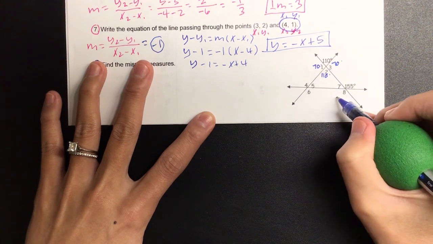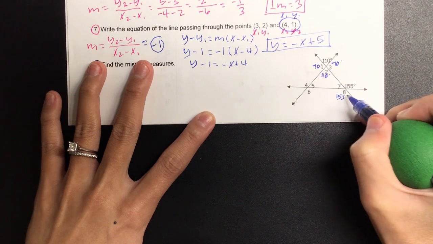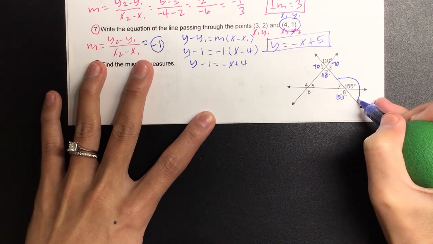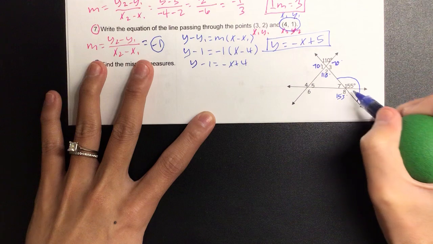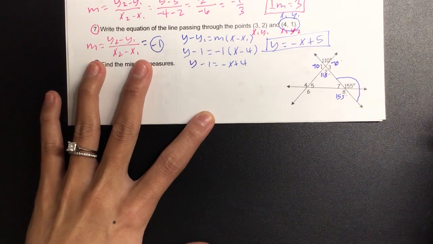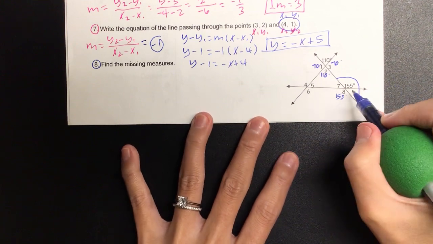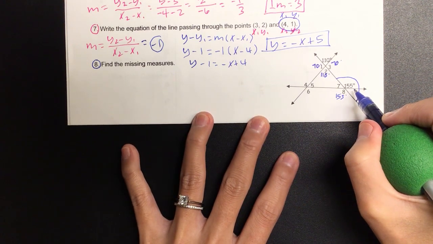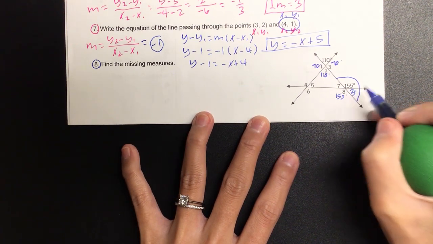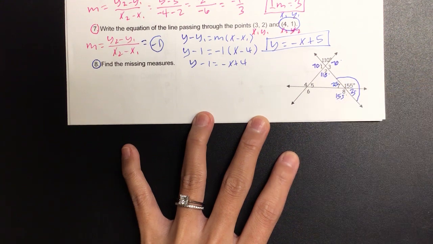Okay, let's go to 155. Vertical angles are congruent again. And then we have a linear pair, so we know angle 7 is same as this other angle. So how many is that other angle? Is it 35 or 25? 25. So that makes this angle 25.